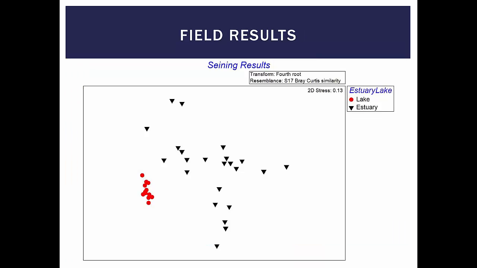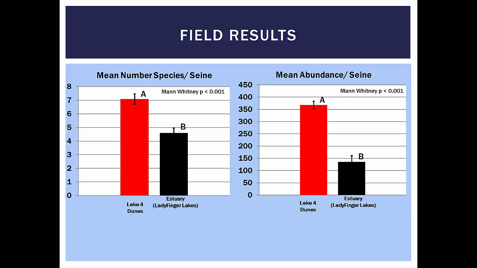So here's some of our results. If you want to understand this graph, you can ask Mark. Really? No, I'm just kidding. It's a multivariate analysis, and basically what it's testing is similarity. These are our lake samples down here, and they're all very similar to each other as far as the amount of species being caught and the types of species, and then the estuary samples are a lot more variable, which makes sense because you're getting all different types of species.